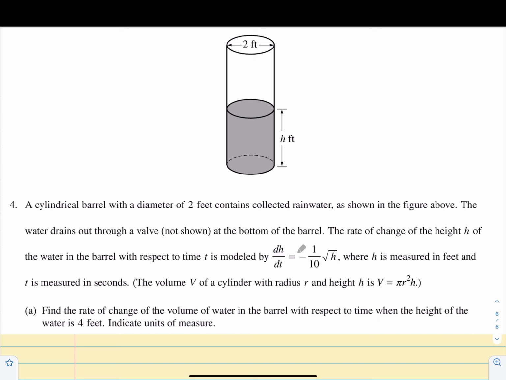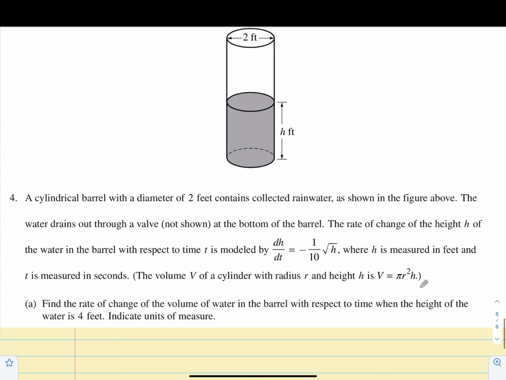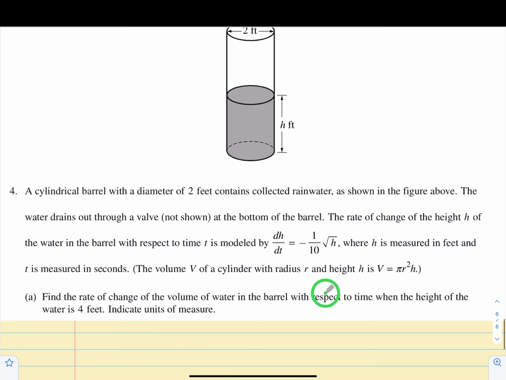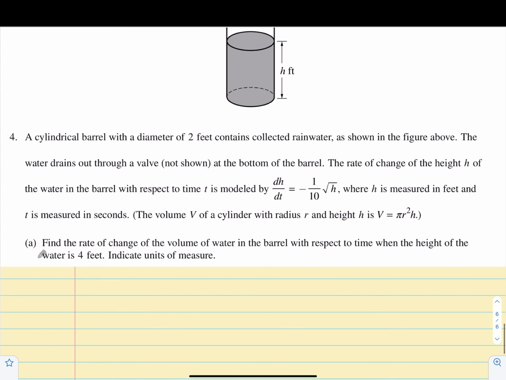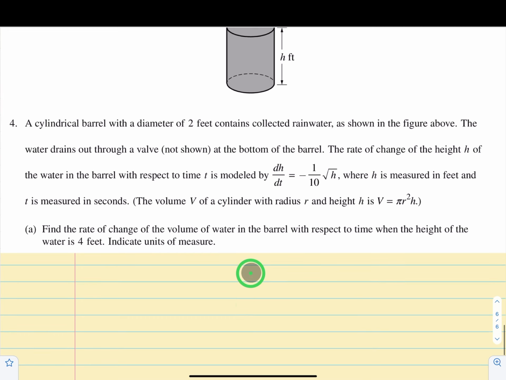So you can say this is negative. This means the loss of the water, where h is measured in feet and t is measured in seconds. The volume of the cylinder with radius r and height h is V equals pi r squared multiplied by h. This we learned in Algebra 1, so actually they don't need to remind us. Find the rate of change of volume of water in the barrel with respect to time when the height of the water is 4 feet. Indicate the units of measure.